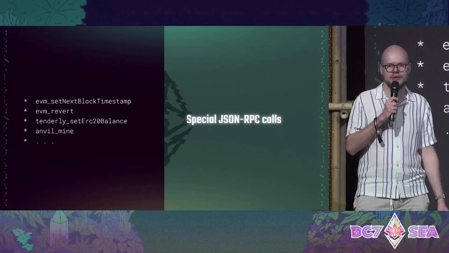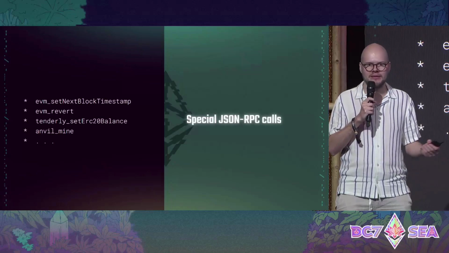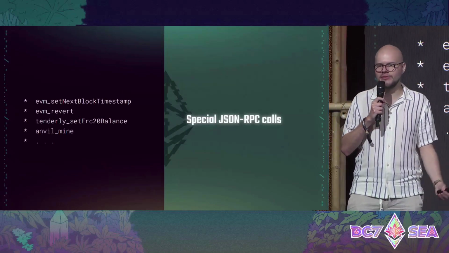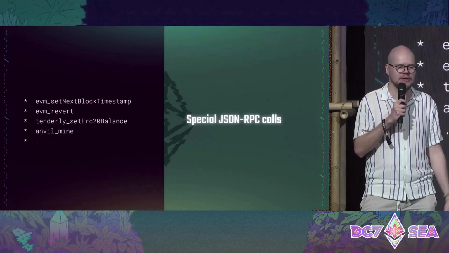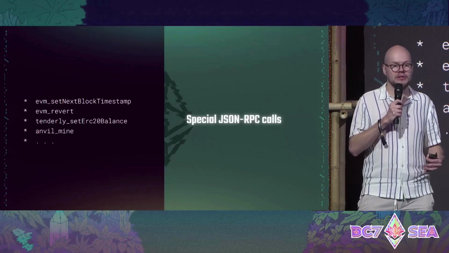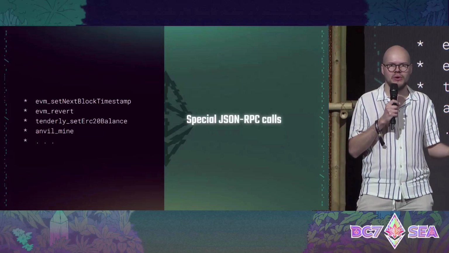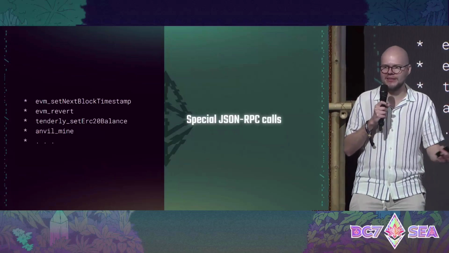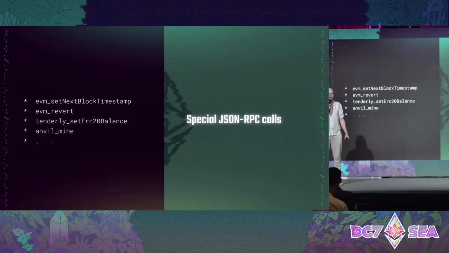For example, evm_setNextBlockTimestamp, in some implementations, will actually mine a new block right away, which makes writing deterministic tests impossible. evm_revert, in some implementations, allows you to revert to a snapshot only once, and then the snapshot is destroyed. Tenderly's set ERC20 token balance only exists in Tenderly and BuildBear. So if you relied on this behavior to mint arbitrary ERC20 tokens and you want to switch to Anvil, guess what? You need to write your own implementation somehow. anvil_mine works great, but only some of the development nodes actually have a proper mempool, and some others just automatically mine transactions as they come.